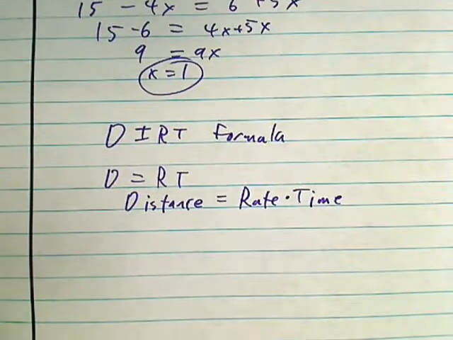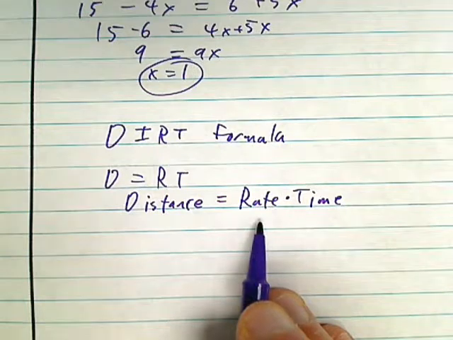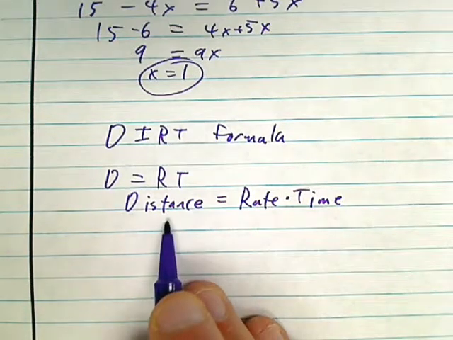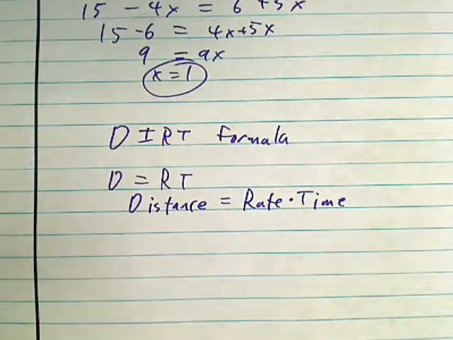Distance equals rate times time. If you drive 50 miles an hour for 10 hours, you go 500 miles. So that's how that is used, and we'll use that in some problems later on. But those are your notes for Section 8.6.